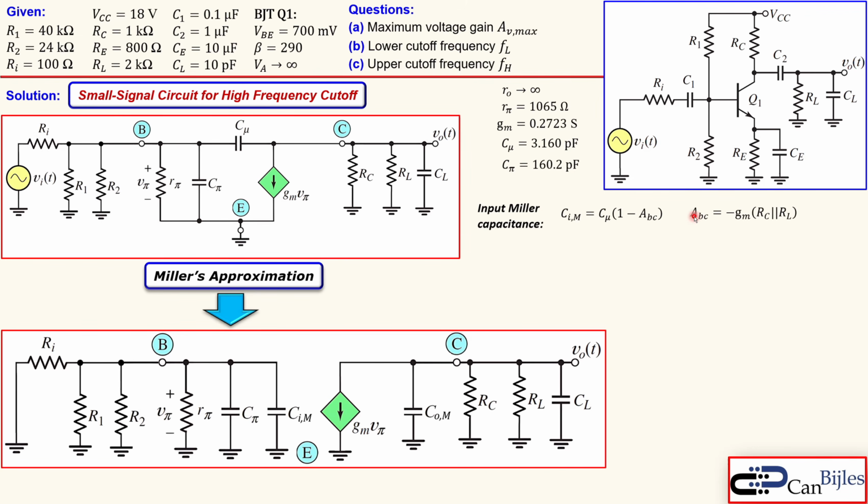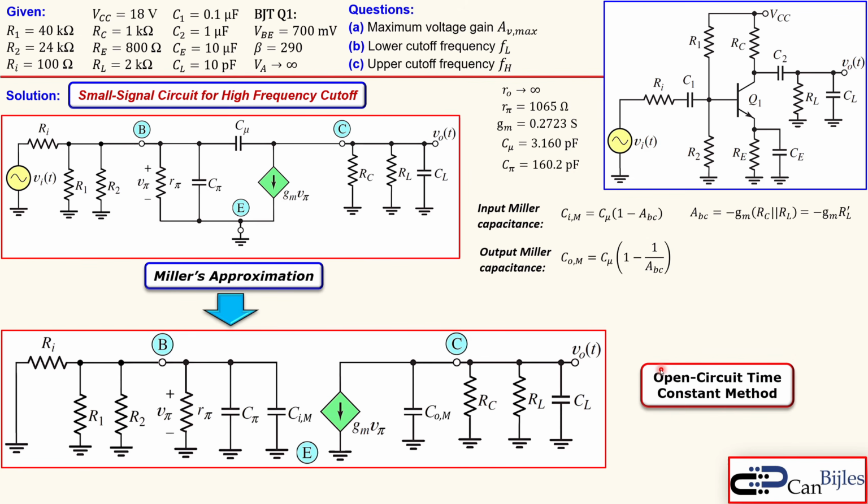So again, ABC is the voltage gain from base to collector, which is in this case given by minus GM RC parallel with RL. And you can also denote it like that, and I call it RL prime, which is the parallel combination of these two resistors RC and RL. The output Miller capacitance is similar to that one, so I will call it like this, and then C mu times 1 minus 1 over this, so 1 over the same gain.